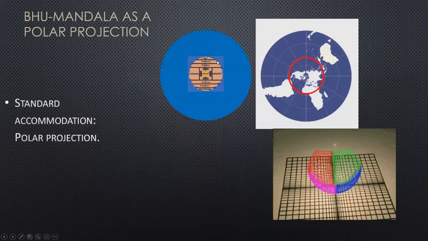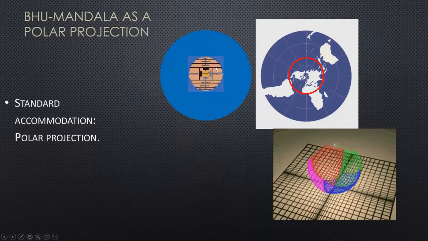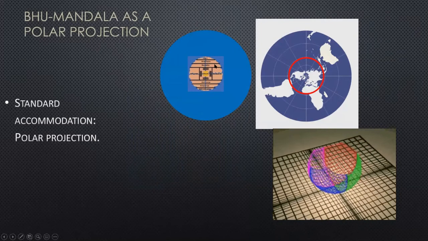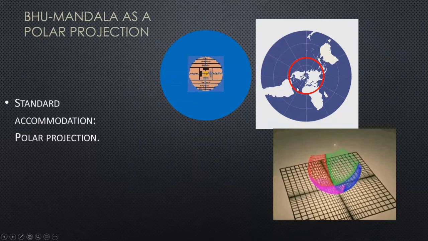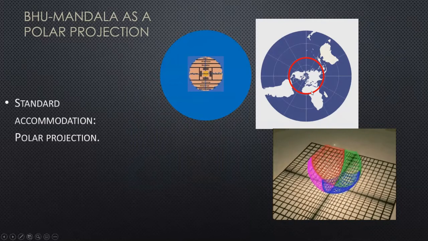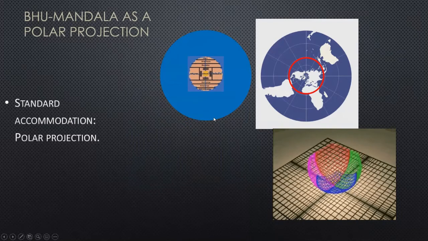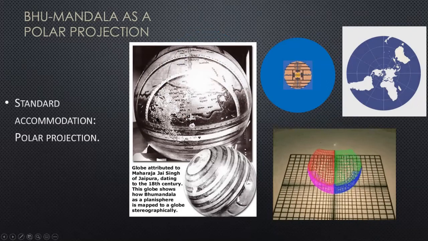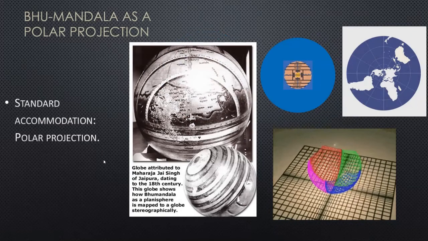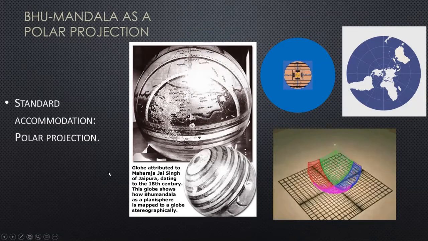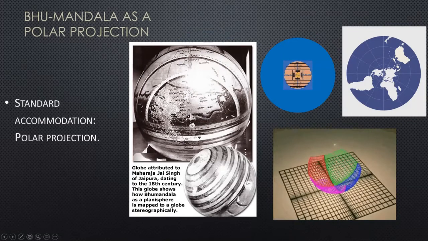If we do that, then with this polar projection we end up having that Jambudvip, which is the first and center island of Bhumandala, is basically the northern hemisphere of the Earth, right? And we also saw that this was also what traditionally, that's why we call it the standard accommodation, traditionally Indian scholars had done in the past.